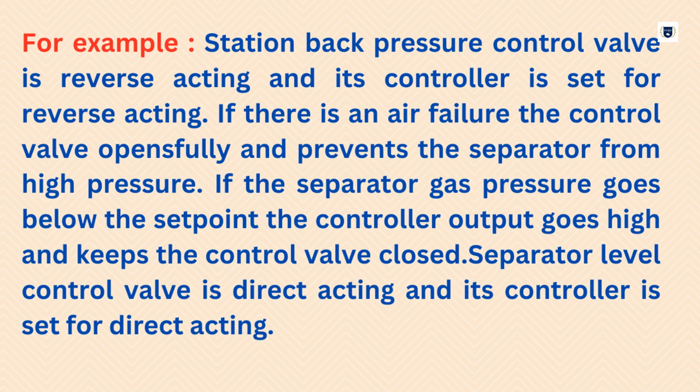For example, the station back pressure control valve is reverse acting and its controller is set for reverse acting. If there is an air failure, the control valve opens fully and prevents the separator from high pressure. If the separator gas pressure goes below the set point, the controller output goes high and keeps the control valve closed. The separator level control valve is direct acting and its controller is set for direct acting.